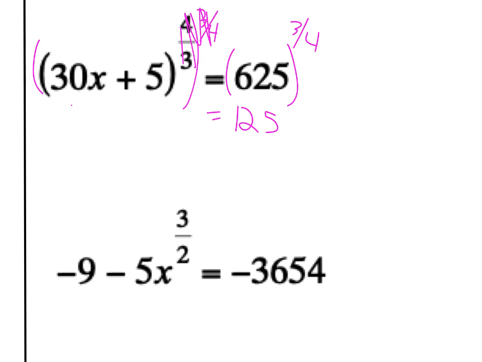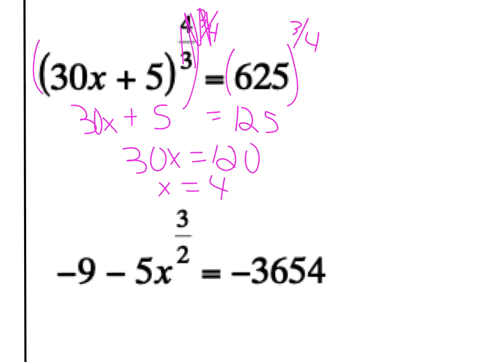And then you got 30x plus 5. Okay, so then 30x is 120, and therefore x is 4. Oh, that wasn't too scary. Looks scary, though.